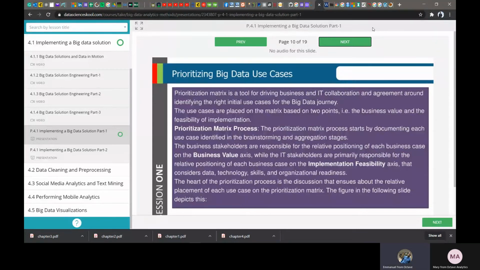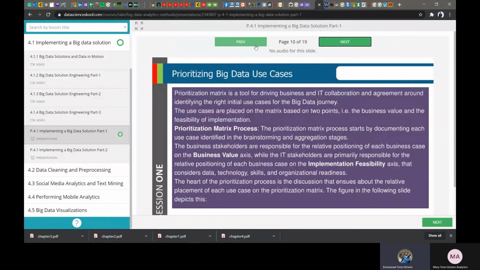Now it's the business guys, the business stakeholders, who say, with this account, this is the value this can bring to the table. The business unit, which is the stakeholders and the executives, are the ones that are going to tell which position that use case is going to fall on the business value axis. Is it going to be of high value? And the IT guys are responsible for where it's going to fall on the implementation feasibility axis. Is this feasible to implement?